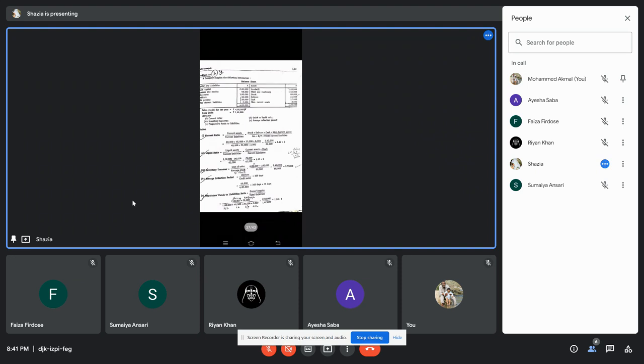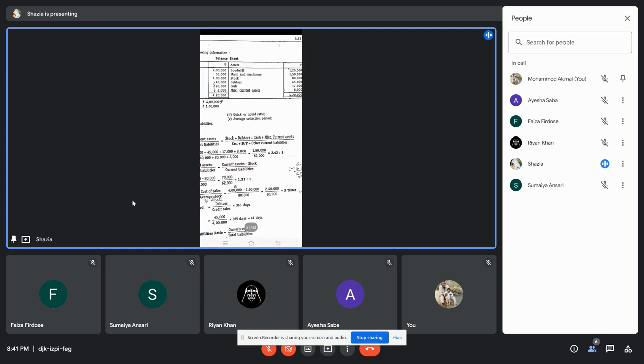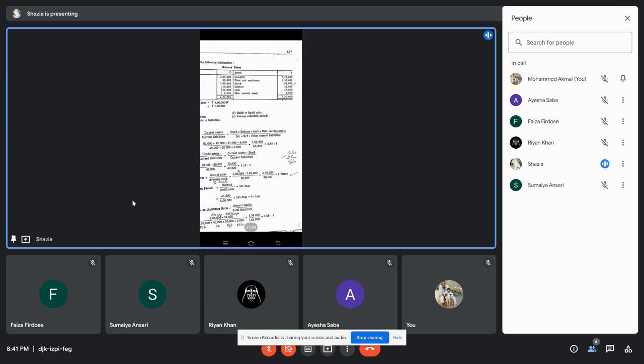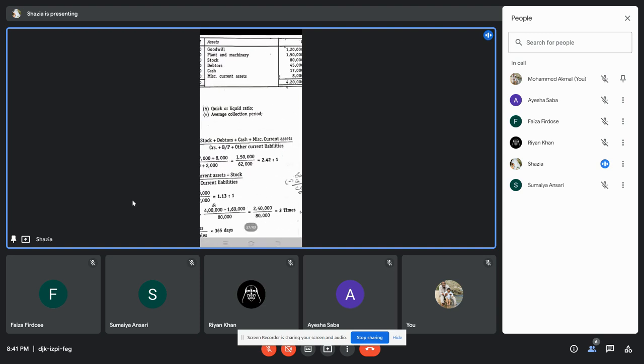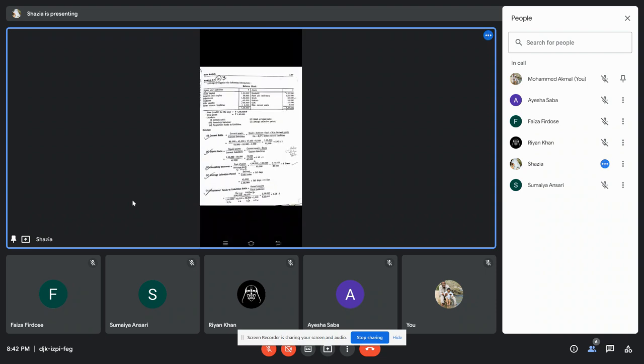Stock is 80,000, debtors is 45,000, cash is 17,000, miscellaneous current assets is 8,000. Divided by your creditors 40,000, bills payable 20,000 plus other current liabilities 2,000. So add everything and divide it. Your total current assets is 1 lakh 50,000 divided by current liabilities 62,000. So 1 lakh 50,000 divided by 62,000, you're getting 2.42. You have to convert this into a ratio, so mention it as 2.42 to 1. This is how current ratio is calculated.